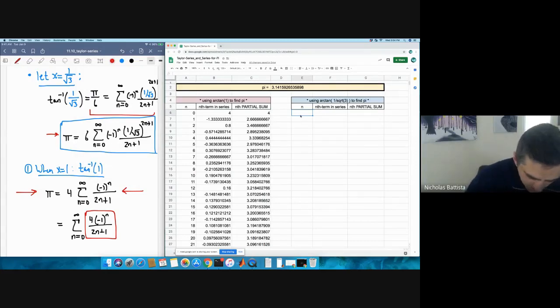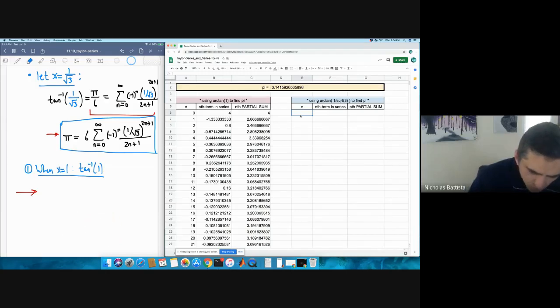And well, this was a series that we listed above. Let's just go ahead and use that. So this is when not x equals 1 now, but when we evaluate the arctangent at x equals 1 over the square root of 3. And when we go ahead and do that, that gave us arctangent of 1 over root 3, which was equal to pi over 6. So this was a series that we found directly above us.